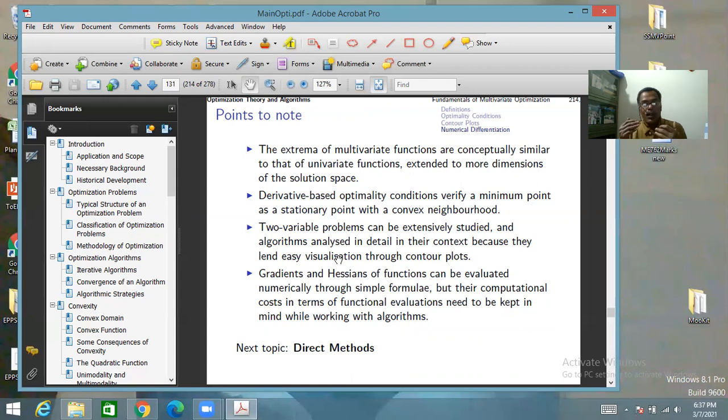And the multivariate functions, whether two or more variables, in that case numerical differentiation is a costly affair, is an issue. And for that, you need to know the correct formula and you need to know the cost, to know how much computational effort you will need to spend to conduct every fresh iteration of a method. So after this, in the next lecture onwards, we will start studying methods of multivariate optimization. First, the direct methods which do not use derivatives.